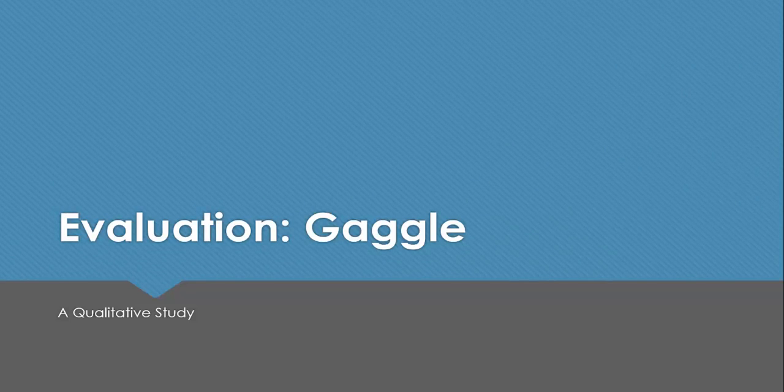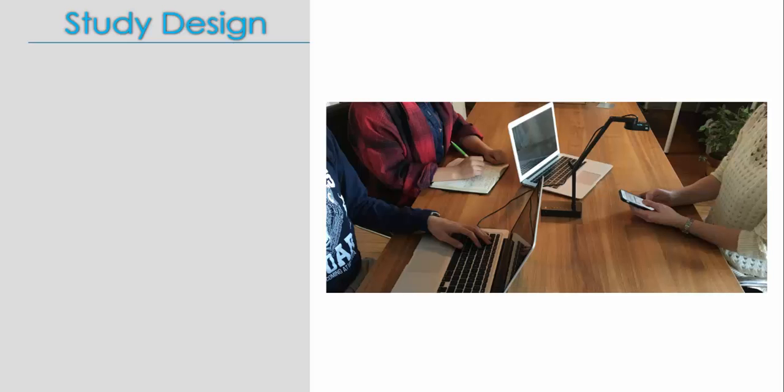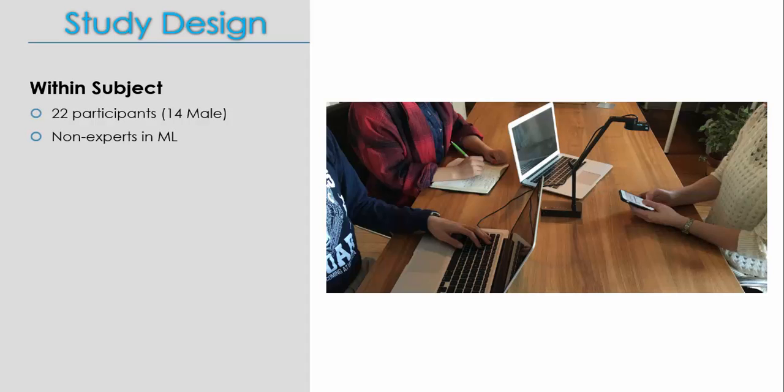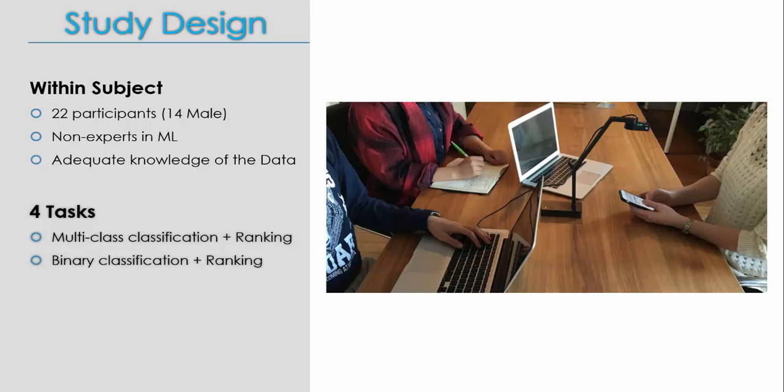We evaluated Gaggle to seek qualitative feedback from users. We conducted a within-subjects controlled lab study with 22 participants. All of the participants were non-experts in machine learning with adequate knowledge of the datasets used in the study. We asked them to perform 4 tasks: multi-class classification and ranking of the data, and binary classification and ranking. We used the IMDb Movies dataset and the cities dataset for the study. The order of the tasks and the dataset were randomized to address learning effect.